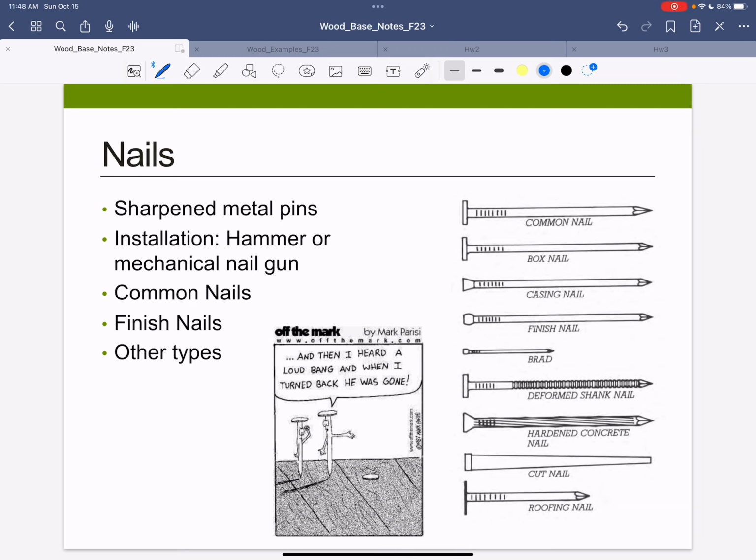It's actually a funny cartoon. I heard a loud bang and he was gone. Haha. All right, engineering humor.